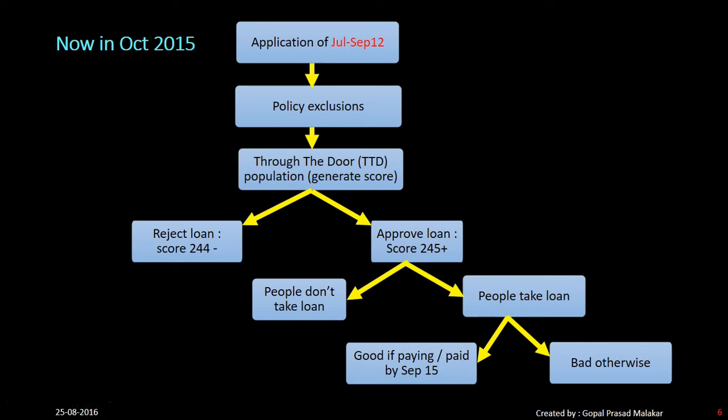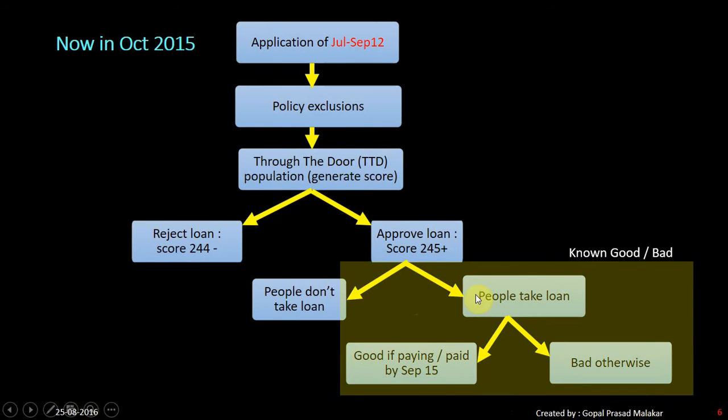Now if you look at this whole base, this whole through the door population, you know good and bad only for this part of the population who have taken the loan. You don't know good and bad of anything here. You actually rejected all of them. You rejected all of them here, and these guys didn't take the loan. So you don't know how they would have performed if they had taken the loan. Now, let's understand what is happening with this base where you have known good and bad.